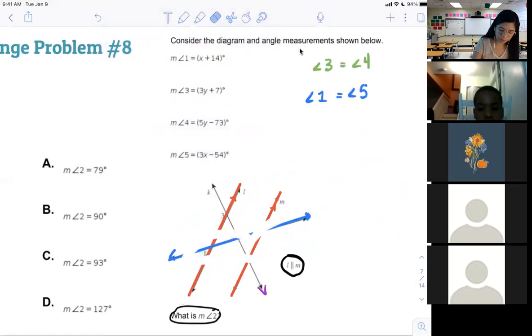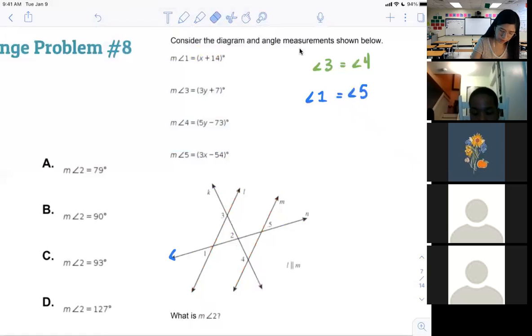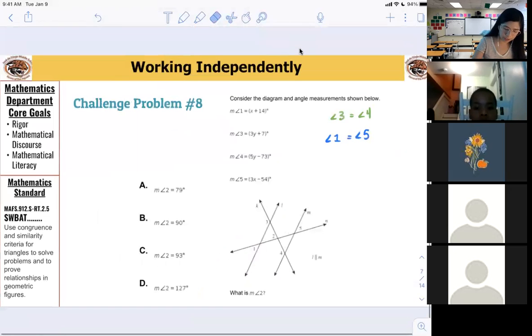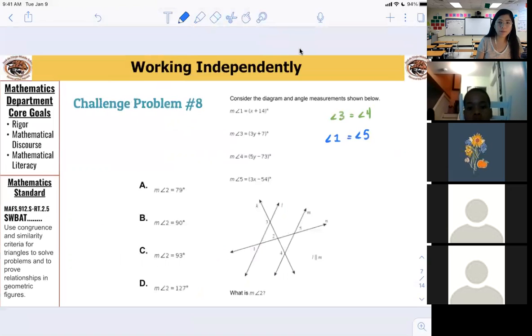Now I have this information. I can use it in order to figure out angle 2, because I have all of these values, right? I know angles 1, 3, 4, and 5, and I can set up a couple of equations. So can somebody set up an equation for me based on these values?